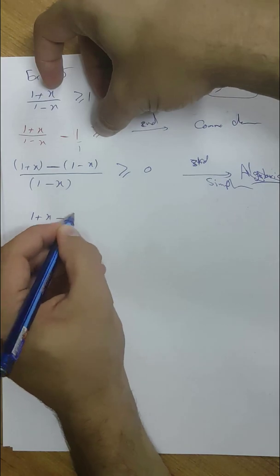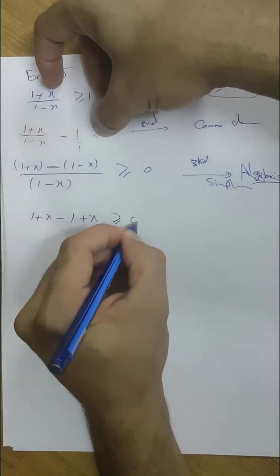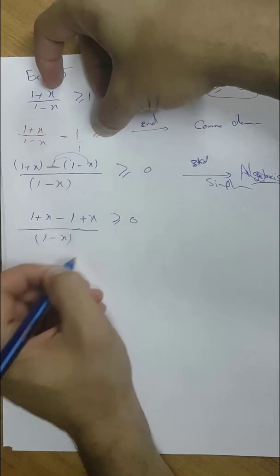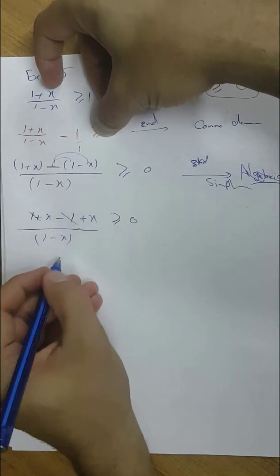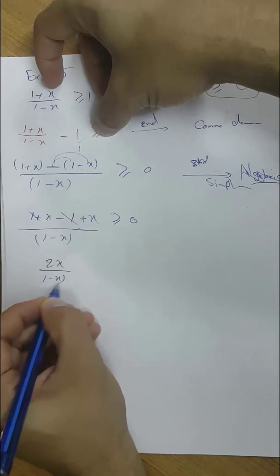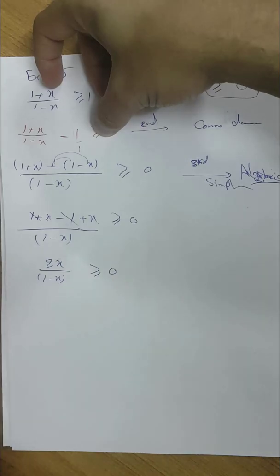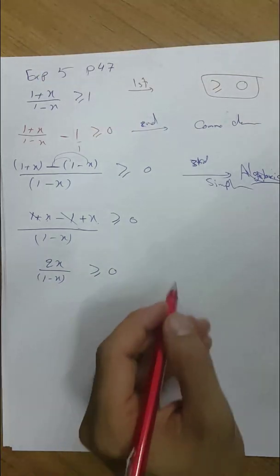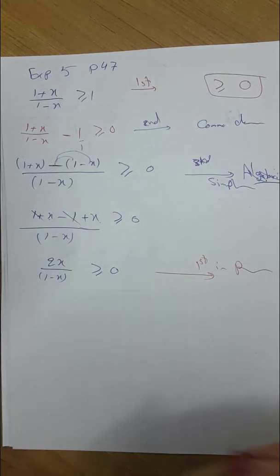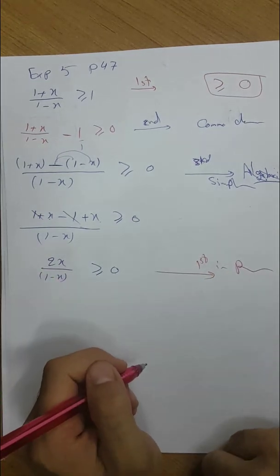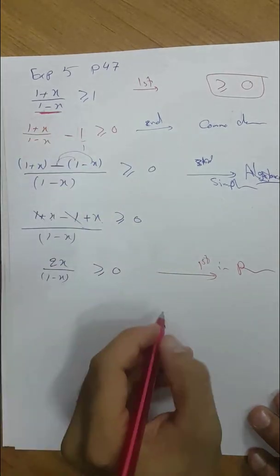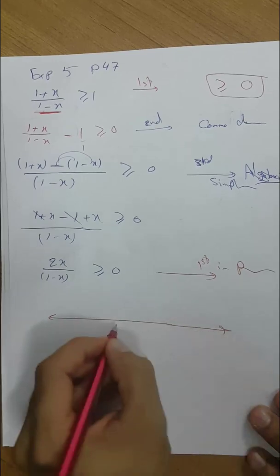We have x minus 1 plus x greater than or equal to 0. As you know, 1 minus x. Okay. Now minus 1, 1. They will cancel each other. x plus x is equal to 2x over 1 minus x greater than or equal to 0. Now here, go to the first step in the previous lecture. What do you mean by first step? Find the zeros. So the denominator from here, do not forget 1 should be excluded.